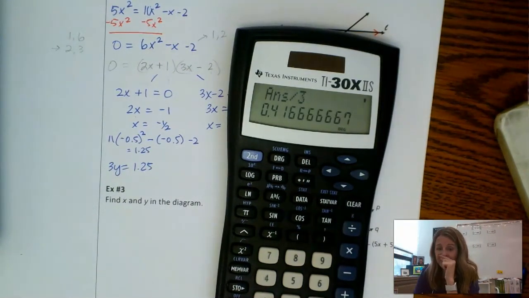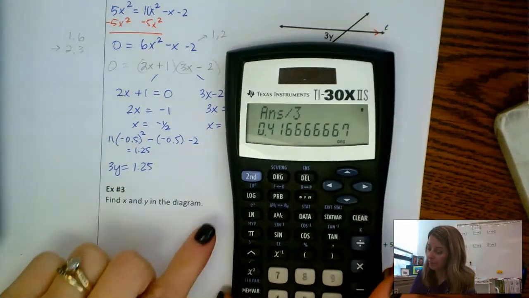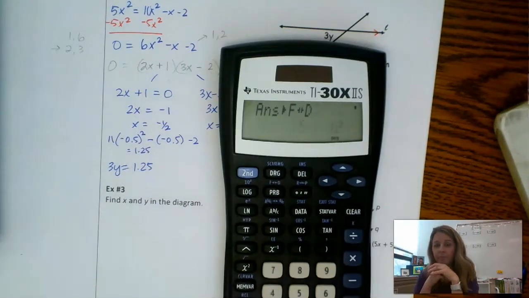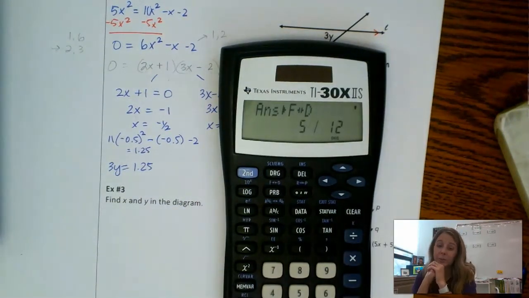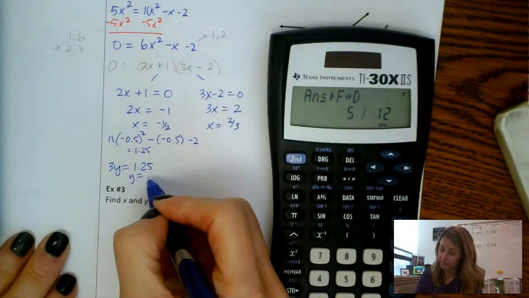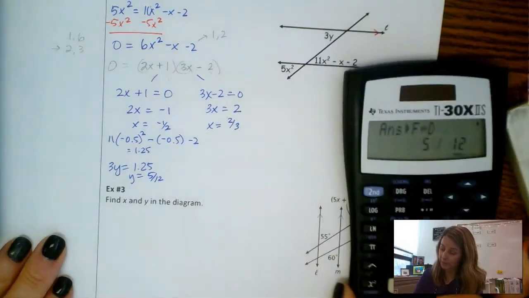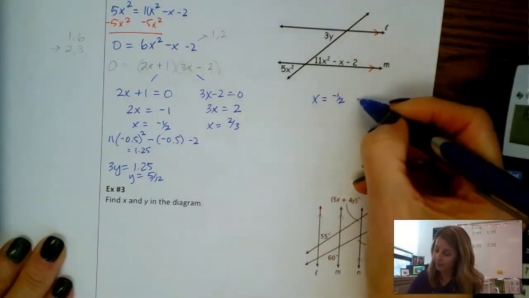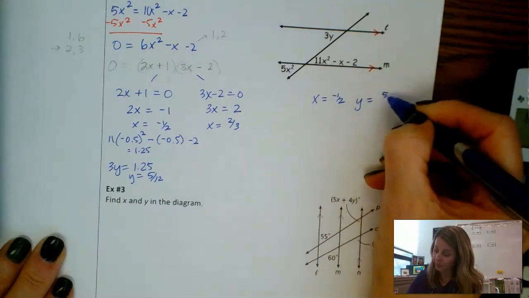Okay, so I probably want to turn that back into a fraction. I mean, I could put the repeating bar above it, but let's turn that back into a fraction. So second fraction decimal, so 5/12. So y is equal to 5/12. Okay, so one of my answers is if x equals negative 1/2, y equals 5/12.